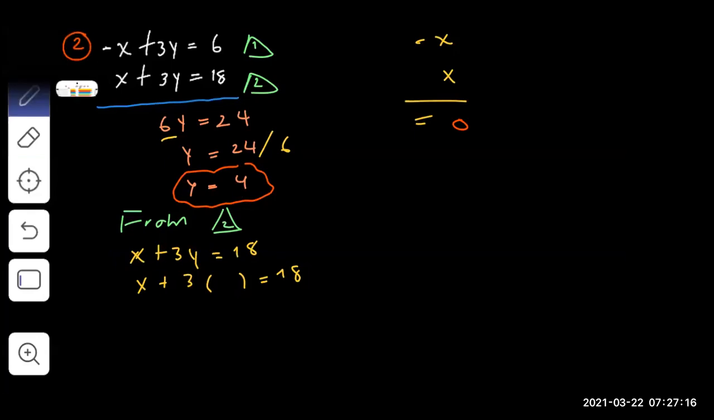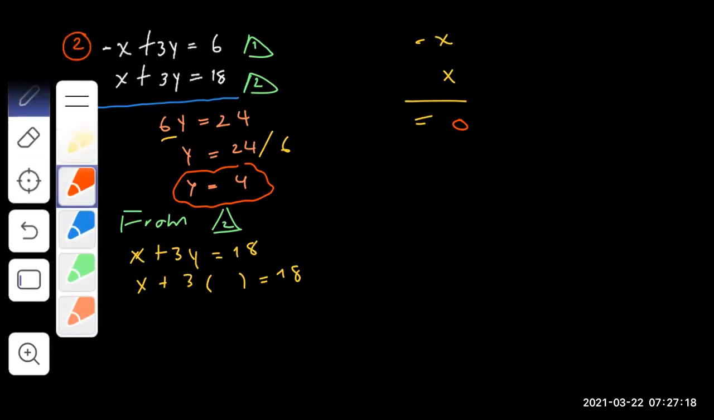We got it. 4. The first step, okay? It's 4. Guys, let's get rid of the parentheses. X plus 3 times 4. 3 times 4 is 12, yes, it's 12.